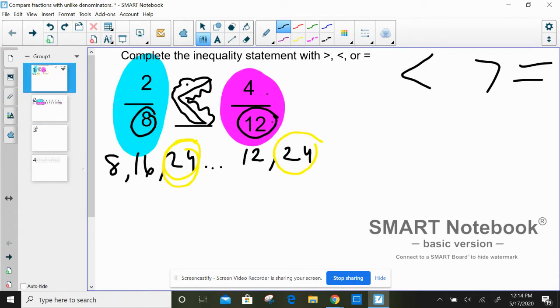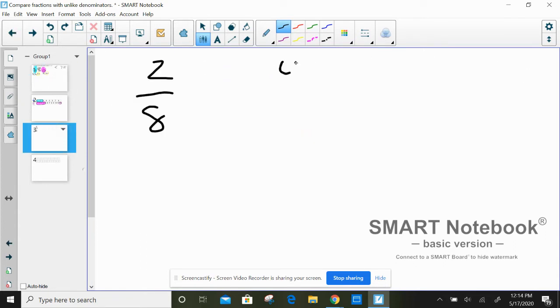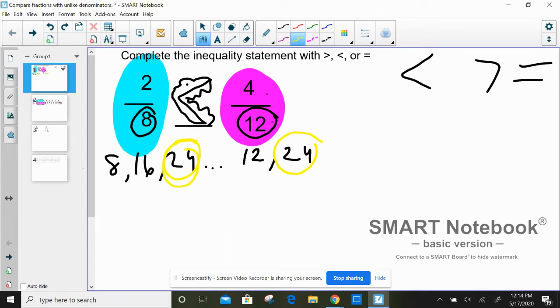We have 4 12ths. Just writing them down here again. And I want to change both of my denominators here to be 24. Okay, I want to find a way to make them 24. So how can we do that? Let's see. Well, we know the multiples of 8. We wrote those down. So it'd be 8 times 3, because see, it's 1, 2, 3 over.